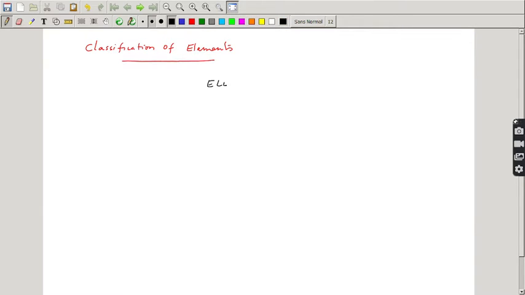There are so many types of elements, but we would like to discuss only two important elements. In general, elements are classified into two types. One is called active element and the second one is called passive element.